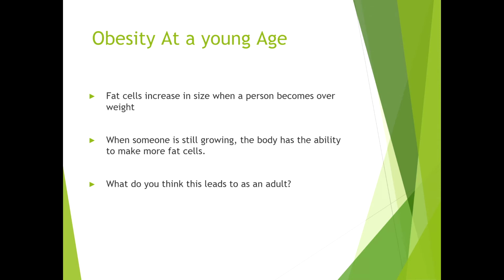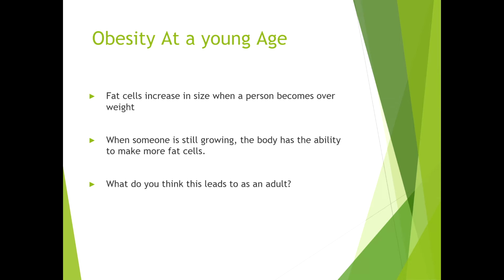So obesity at a young age, this is something that is very important. When someone is obese when they are young, especially young kids that are still growing, going through puberty, the body actually has a tendency to increase the number of fat cells. When you gain weight as an adult, the fat cells that you currently have just enlarge. So someone that's obese when they are young, they have a higher tendency of being obese as an adult because they just have more fat cells. So that's something to keep in mind.